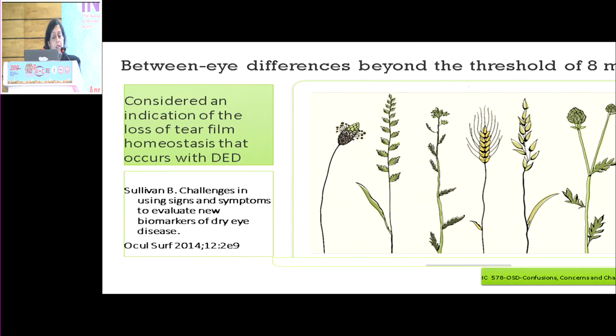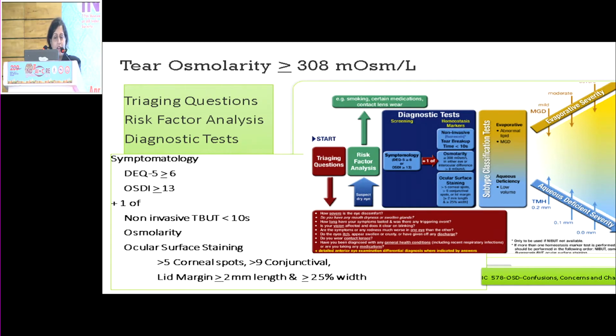The other thing is between-eye differences. So you may have a value below 308, but the difference between the two eyes may be more than 8 milliosmoles per liter. This is also considered as an indication of loss of tear film homeostasis and occurs with dry eye disease. Now the triaging questions is what you will do.